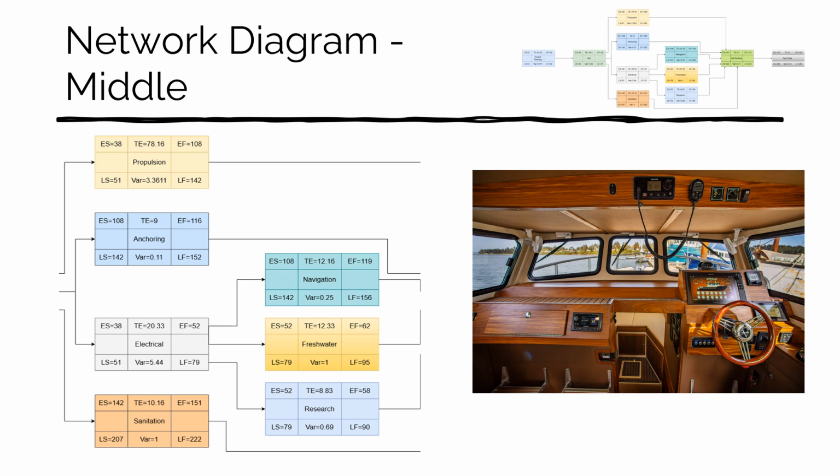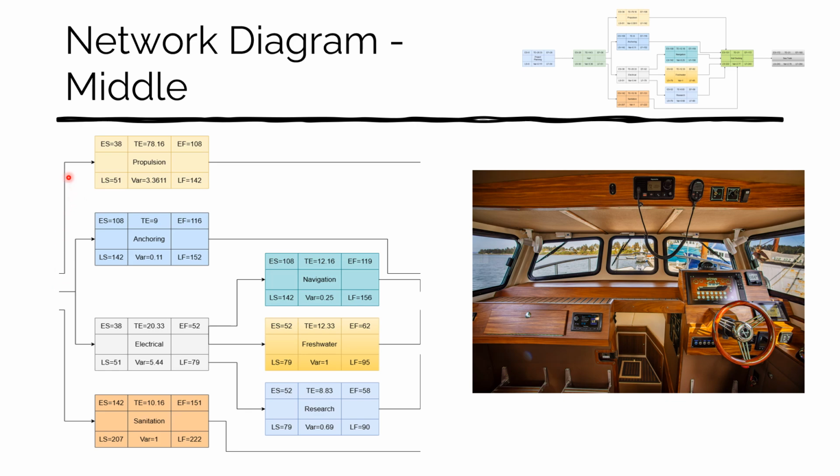So here we have the middle part of our diagram. This is where it really starts to form a web. We have, in the previous slide here, the hull. And then we go into this part of the diagram here where it starts to splinter off. From there, we have propulsion, anchoring, electrical, and sanitation. And as we can see here, electrical, once it's completed, it then needs to go into research, freshwater, and navigation. This makes sense because in order to have all of our systems operate, we need to make sure we have electricity on the vessel beforehand. Meanwhile, these are all self-sustaining. They can all go and be completed and not affect any of these nodes here.